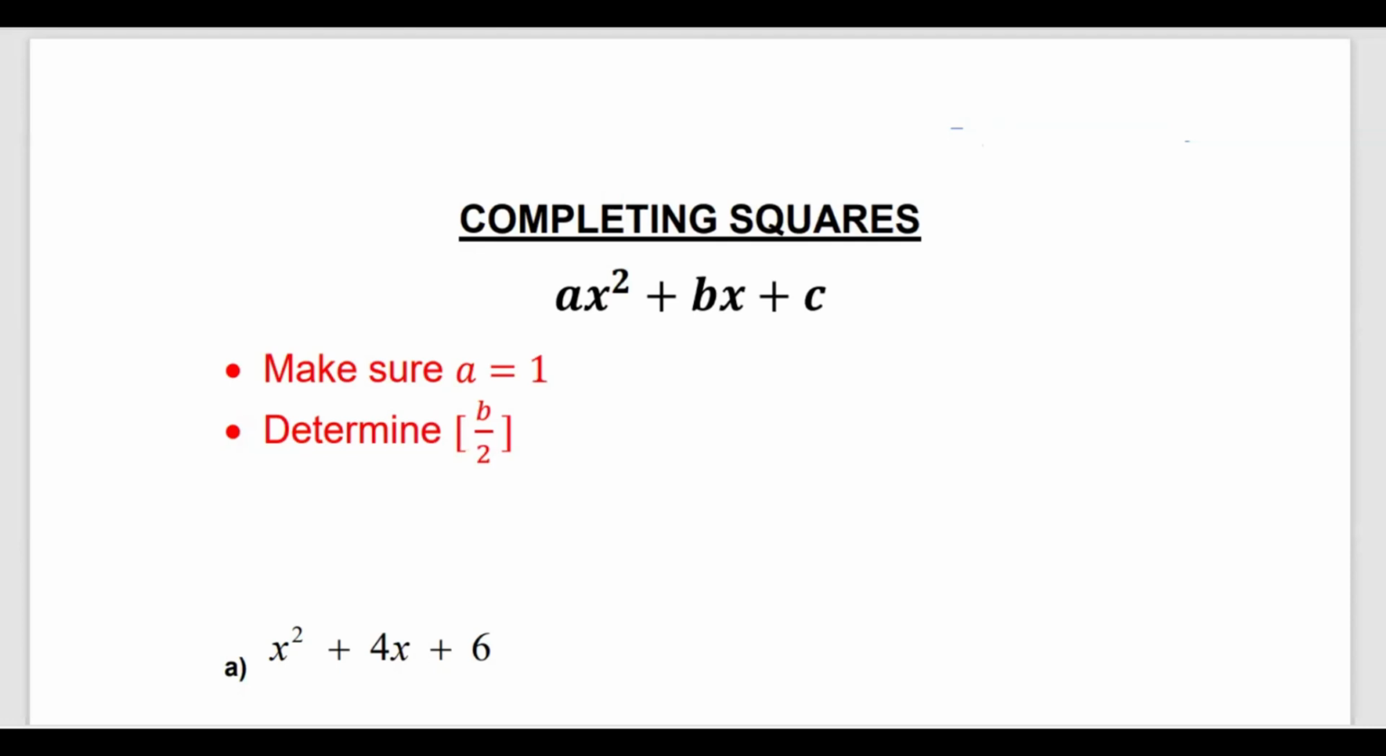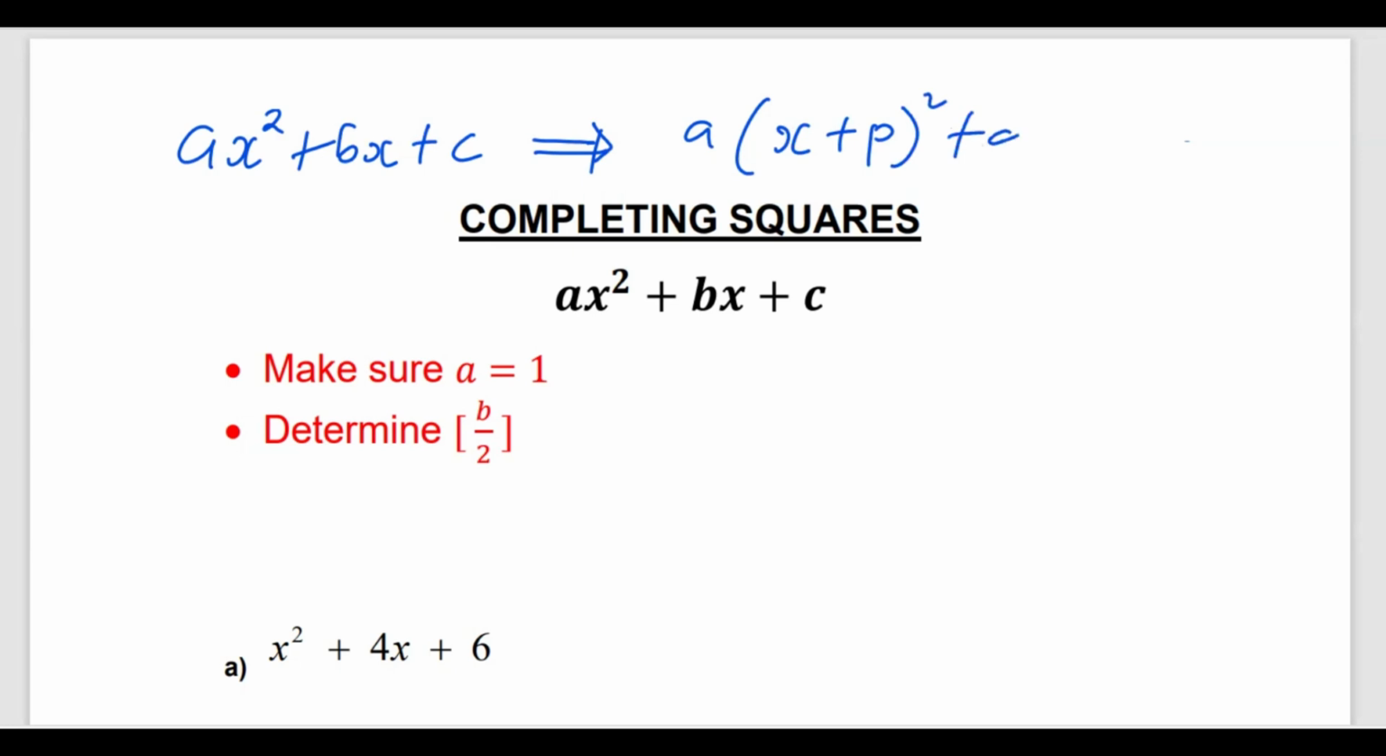Okay, when we complete squares, we are basically changing the quadratic expression that is in the general form of x squared plus bx plus c into the form a times (x plus p) squared, let's say, plus q. Remember, these plus signs could also be negative signs, okay? So if we are able to do this, then we've completed the squares.